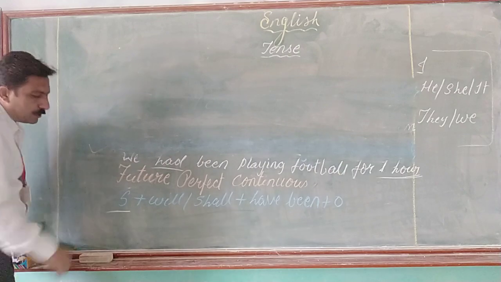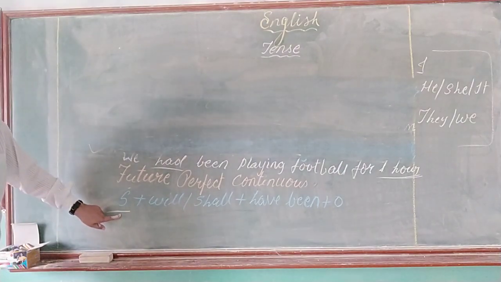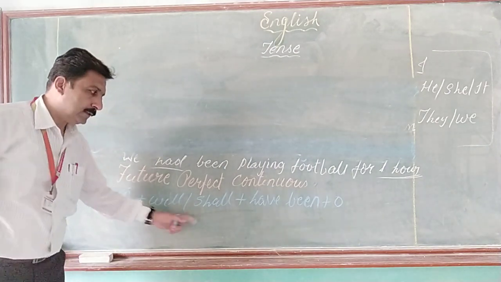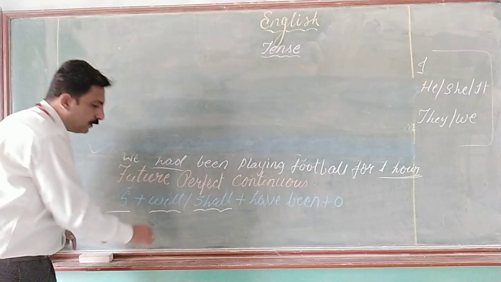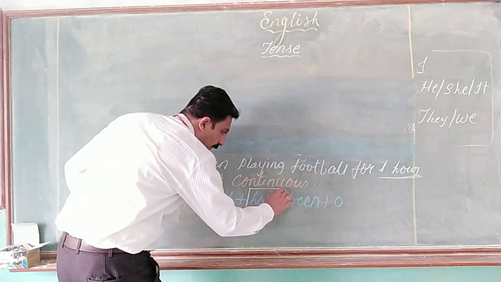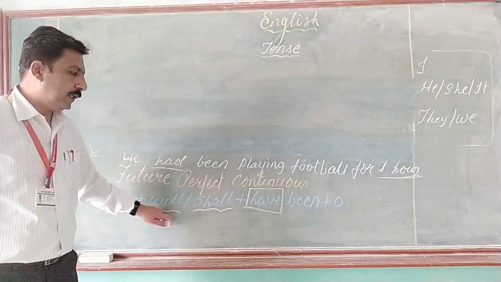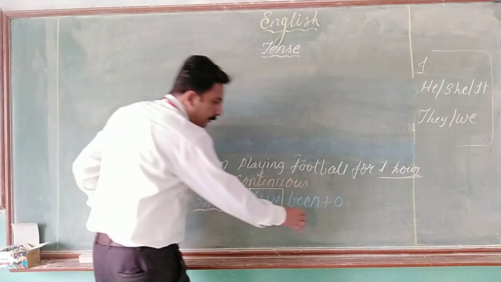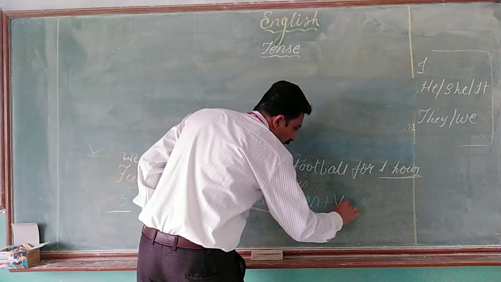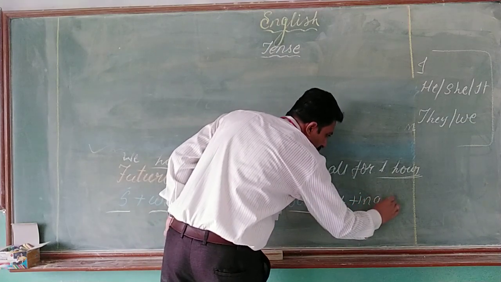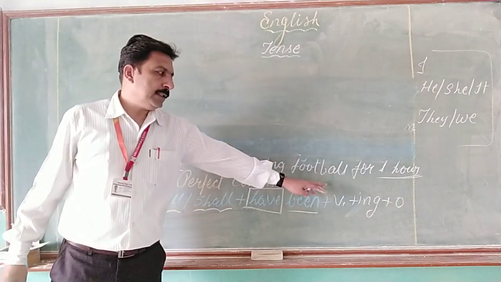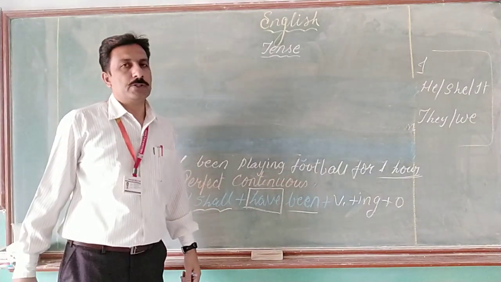Now let us see the structure. Here we have the subject, then the helping verb, will or shall. Then we have "have", which we use with will or shall both. Then "been", and after "been" we use the ing form. With this "been" we use the ing form, and then the object will come.